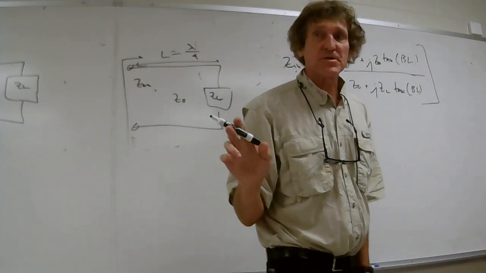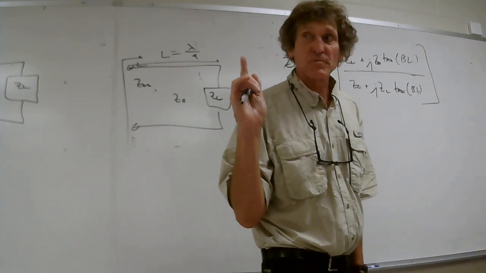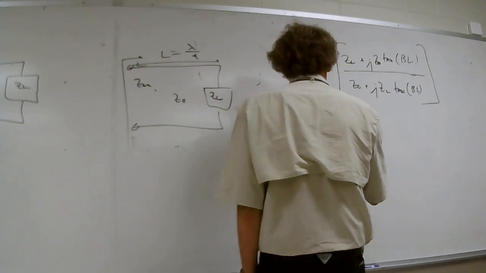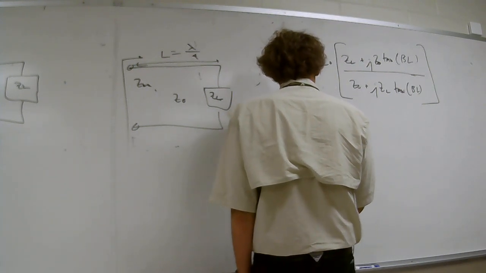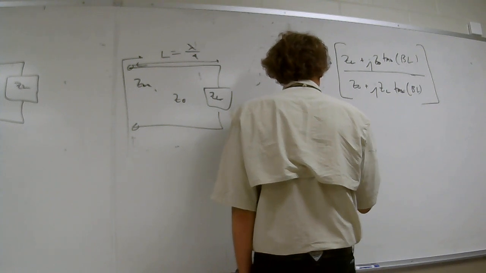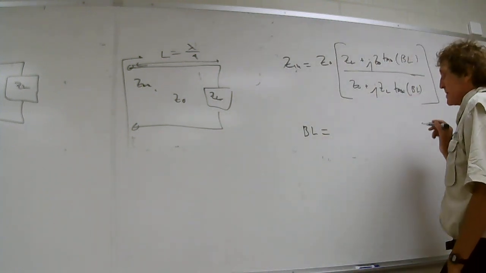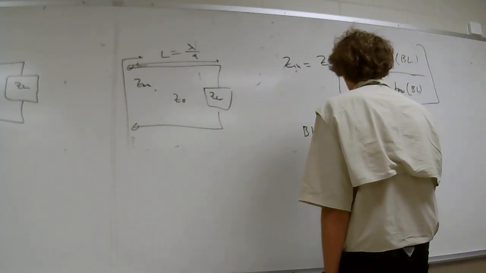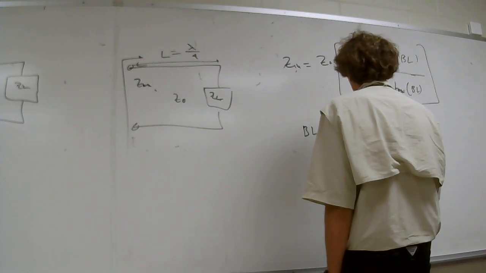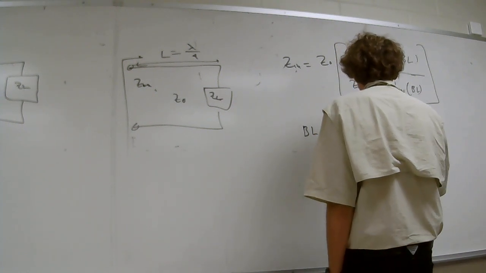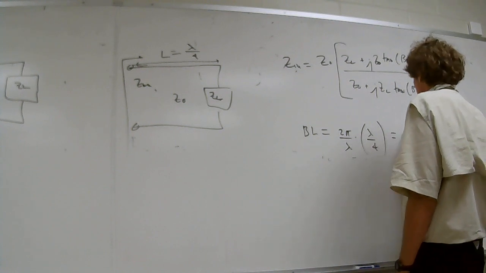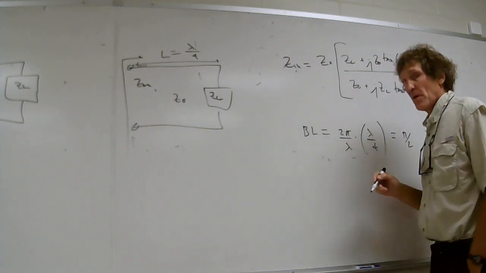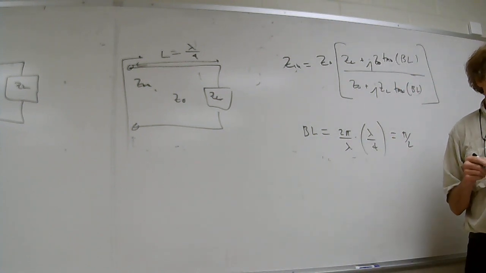And this matching only works at one frequency. This is real important. So if you look at this, that means beta times L, that's the argument of these tangents. Well, beta is 2 pi over lambda, and L is lambda over 4. So that means this is pi over 2. Y'all follow me? Everybody with me?